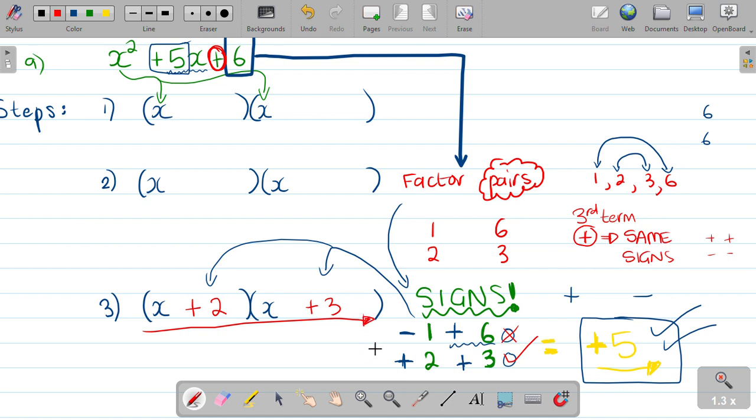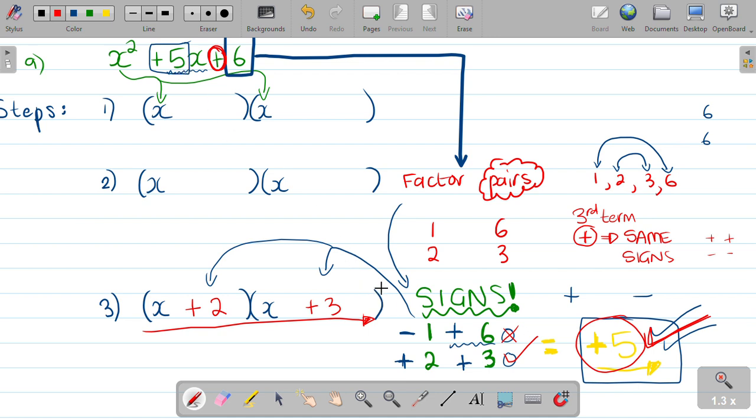Okay, let me just summarize quickly. So step number 1, you open up a set of brackets. You write x and x. Then step number 2, you keep that there, obviously, and then on the side, you work out your factors, and then you list the factor pairs together correctly. Step number 3, you work those pairs of factors together in order to get you the middle term's value, the plus 5.